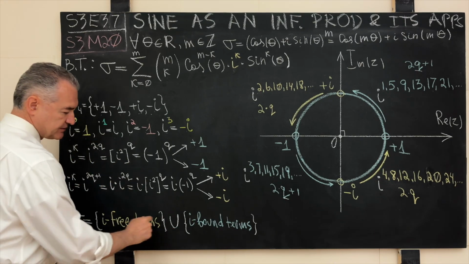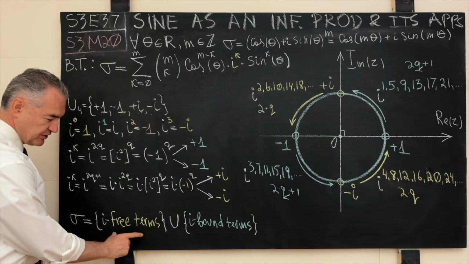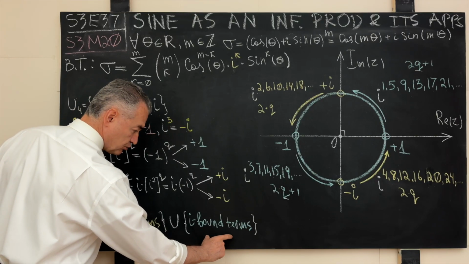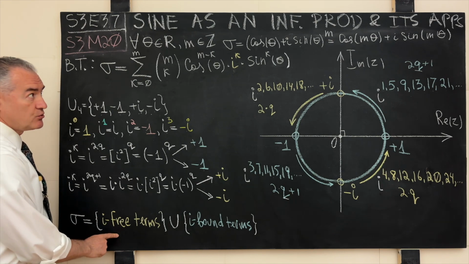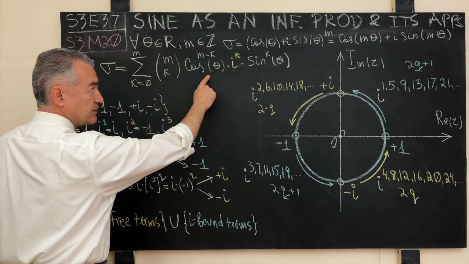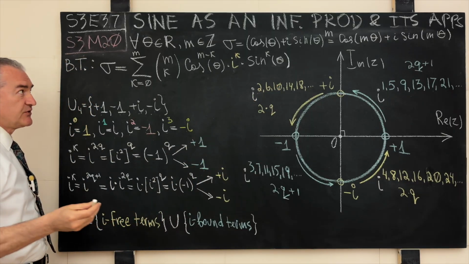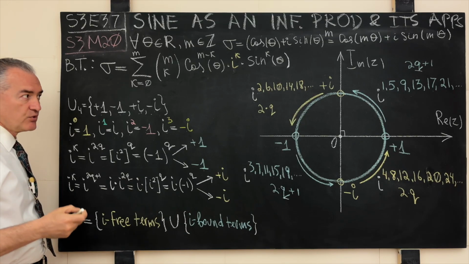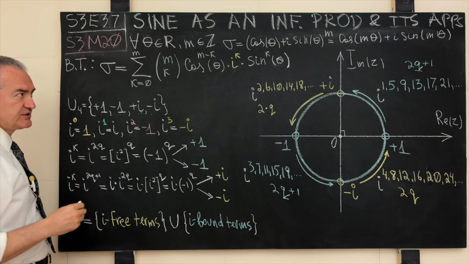And the fact that these two piles do not intersect means that the i-free terms are not in the i-bound pile, and conversely, the i-bound terms are not in the i-free pile. So in other words, once we write down this sum, once we expand it on paper, I suggest that you do it with some specific number. Pick, for example, m equal to 5, 6, 7. Try it with different relatively large but not so large numbers to see how these things play out.